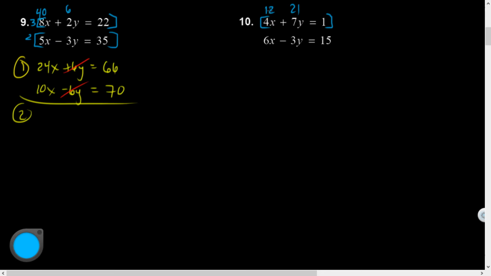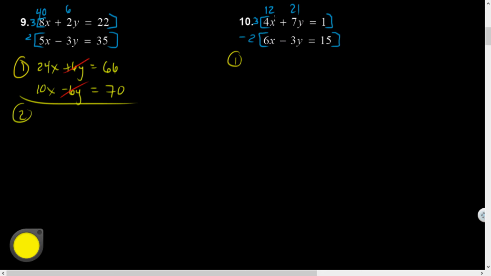4 times what is 12? 3. 6 times what is 12? 2. One of those needs to be negative. Which one do you want? Doesn't matter. All right, we could do it different ways. We'll diverge and we'll see what eliminates. I don't care if I have a negative 12x on the first one and a positive 12x on the bottom, or vice versa. They'll still be eliminated.